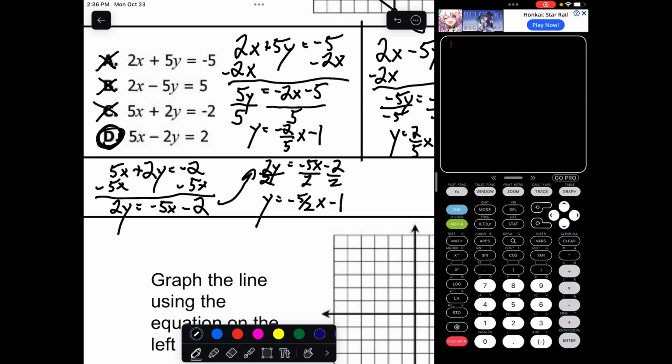This is good practice, moving things from standard form into slope-intercept form. If you have questions about this, you're not understanding why I'm doing what I'm doing, please make sure you're asking me in class or you're asking your teacher.